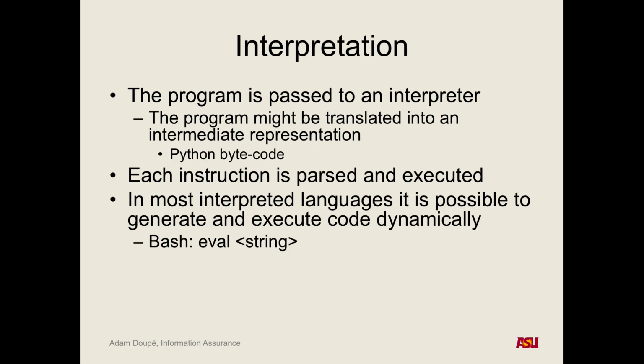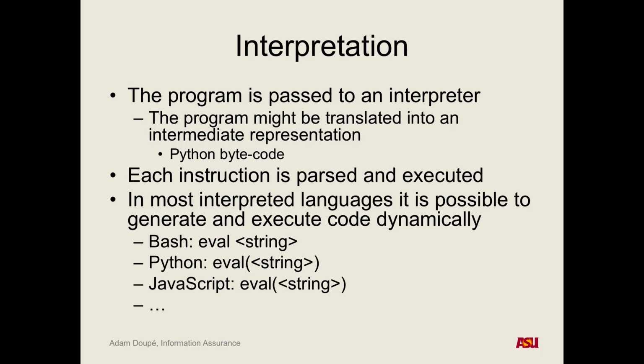So an important thing from a security perspective is that most of these languages have a way to generate and execute code dynamically. So to take a string and actually execute it as if it was a statement. So Bash has this eval, Python, JavaScript. We'll see how all of these things work. There's a great saying, eval is evil, something to burn into your brain. Eval is definitely super evil.